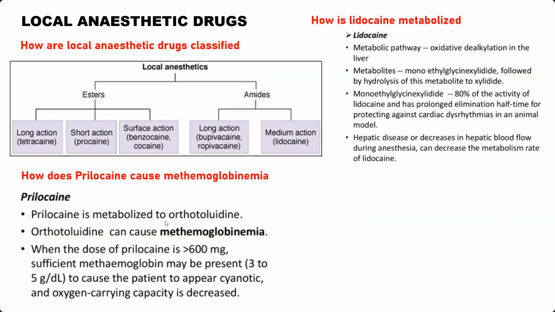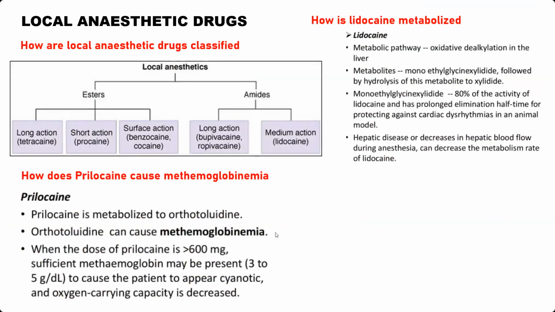So it's metabolized to orthotoluidine. Prilocaine is metabolized to orthotoluidine. Orthotoluidine is the one which causes methemoglobinemia. The dose needed for that is more than 600 milligrams, and this may cause some amount of cyanotic look and decrease the oxygen carrying capacity also. So the metabolic product orthotoluidine is the culprit for producing methemoglobinemia.